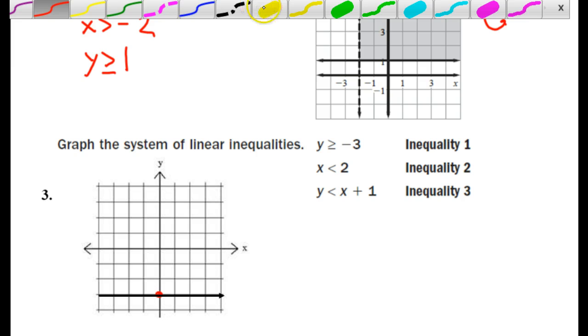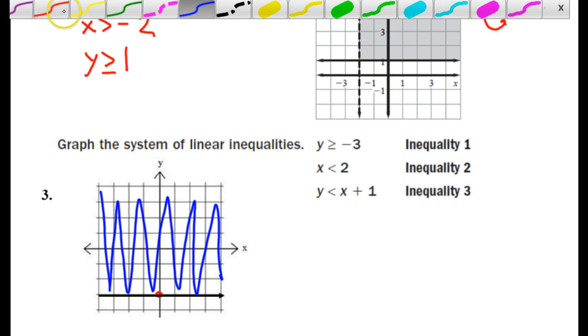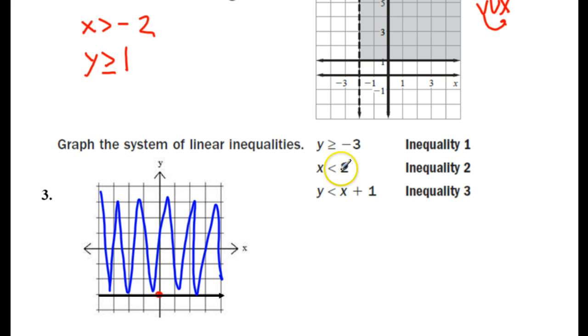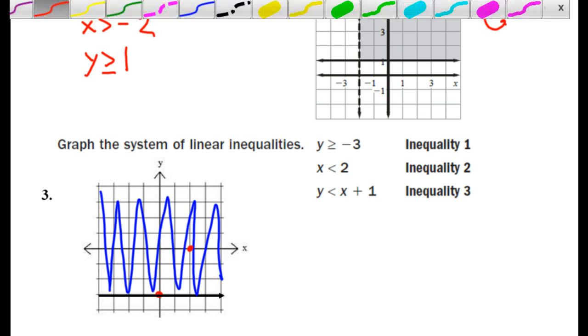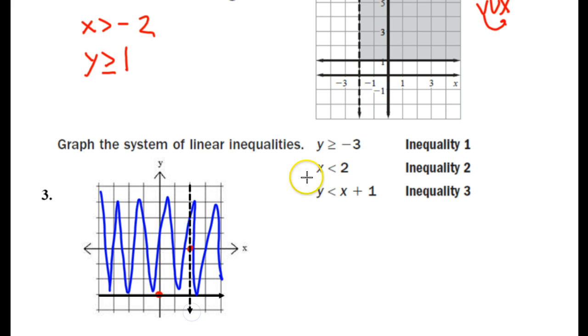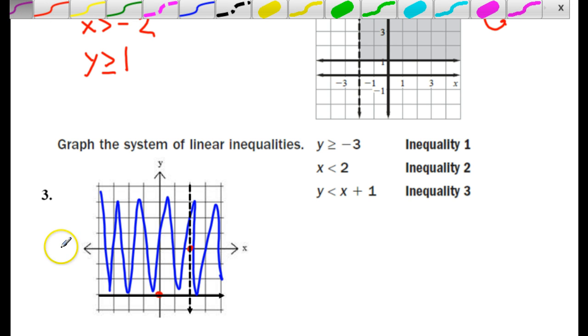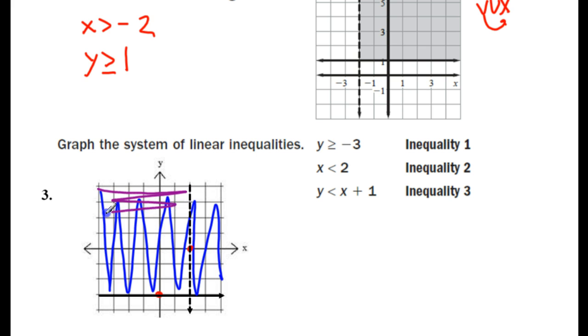Alright. So this section would be shaded above it. So that would be all of this. Okay? Second inequality, x is less than 2. The equation is going to be vertical, that's your x. So x is at 1, 2, and that's going to be a vertical line. It's going to be dashed because it's less than, not equal to. And because it's less than, we're going to color to the left on the x-axis. So this will be all of that.